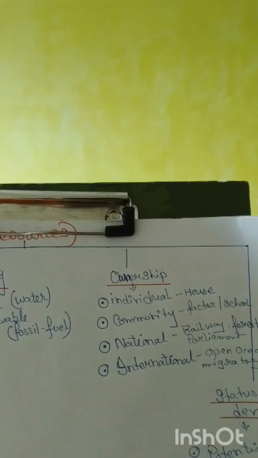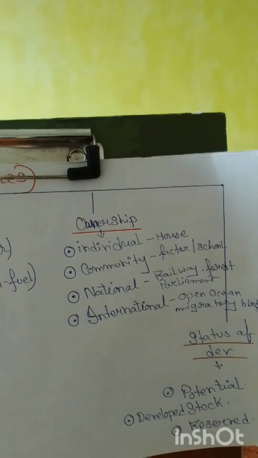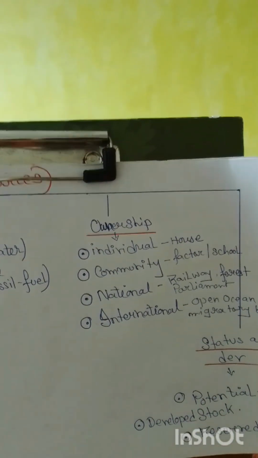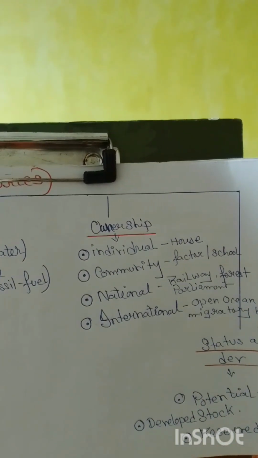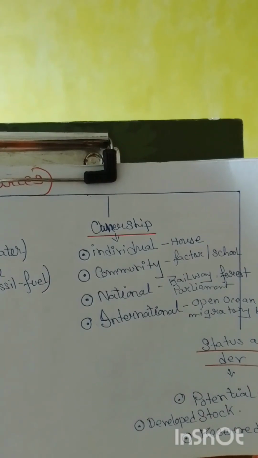And on the basis of the states of development, resources can be of three types. Number one, potential, which means it has the capacity but is still not used. Next is developed stock, which we are using, and the last one is reserved.